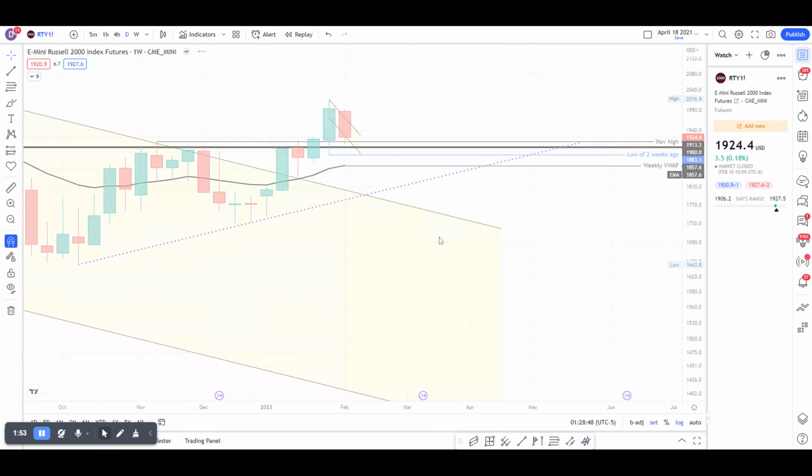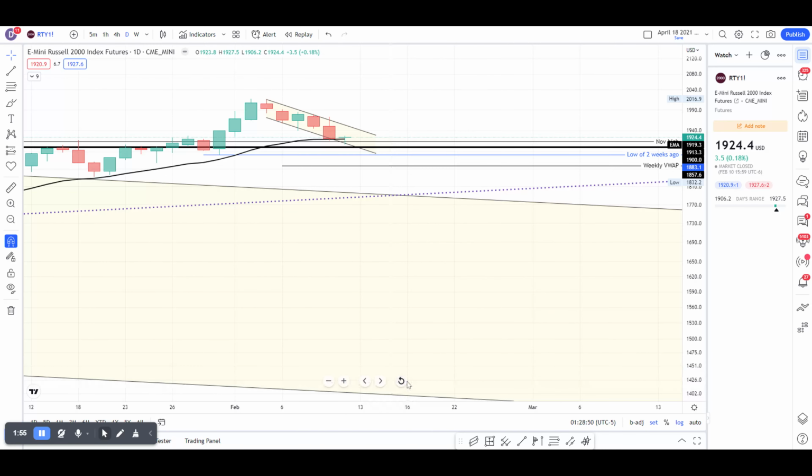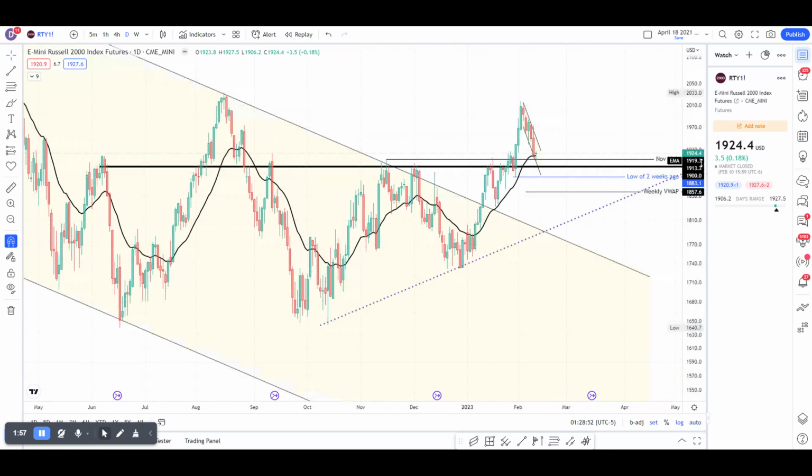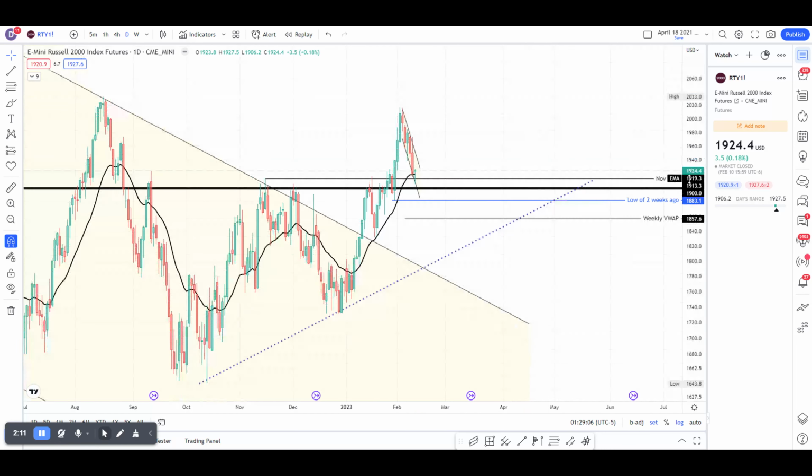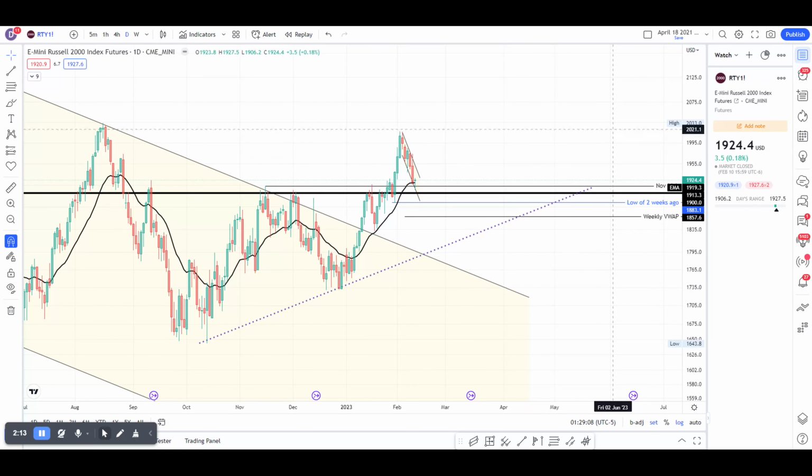Now, looking at the daily, we have a few closer supports. We've got the low of 2 weeks ago at 1883.1. That is also something to watch. Above it, we've got the 1900 round number, if the market is still quite bullish and this recent pullback is almost over.